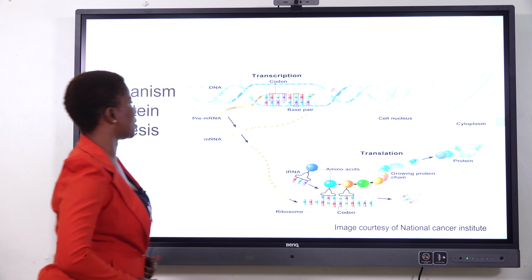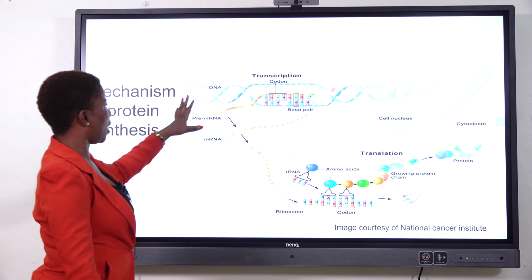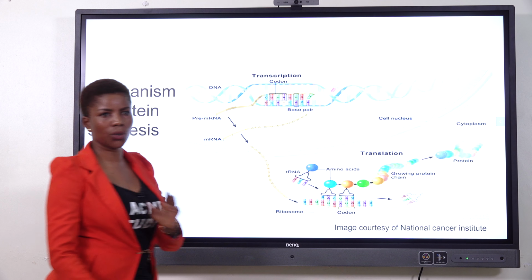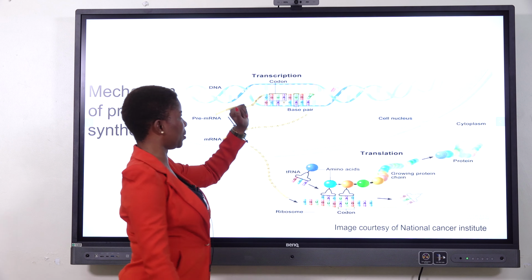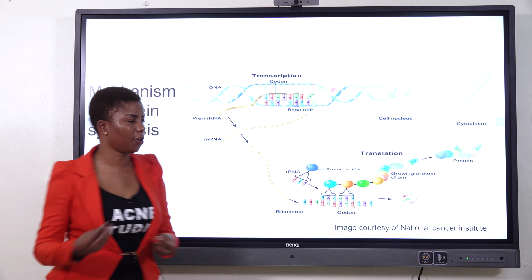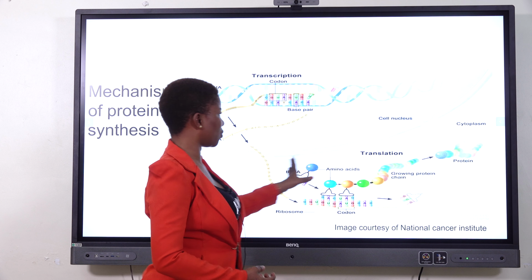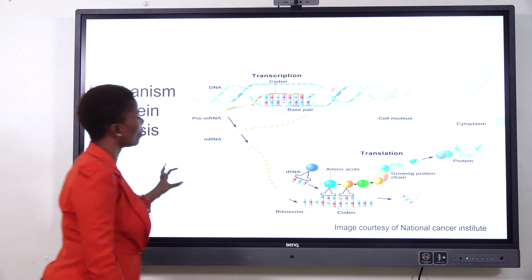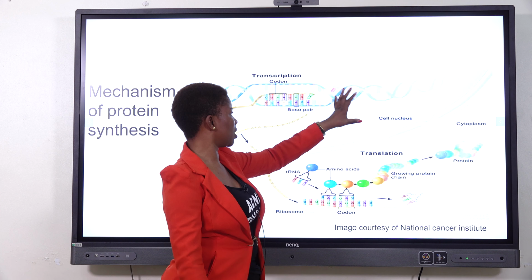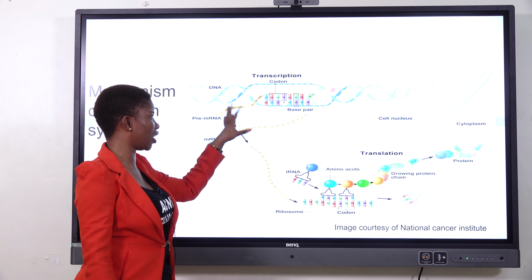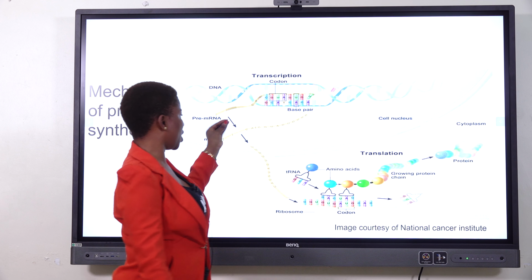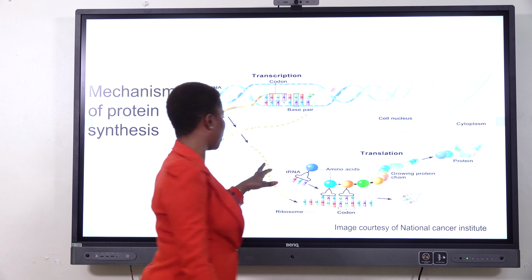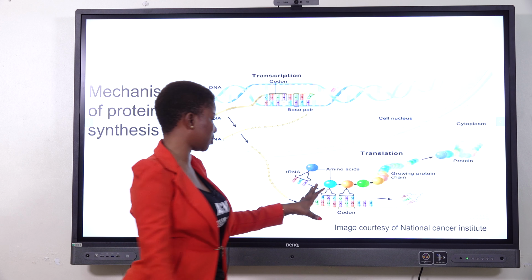Mechanism of protein synthesis. As I said earlier, the mechanism of protein synthesis involves two steps: transcription and translation. Under transcription is where you find formation of messenger RNA, and under translation is where polypeptide is formed. Therefore, this is the structure of the nucleus. This is the nuclear pore. Transcription takes place within the nucleus, where messenger RNA is formed. This messenger RNA exits the nucleus through the nuclear pore to the cytoplasm of the cell.